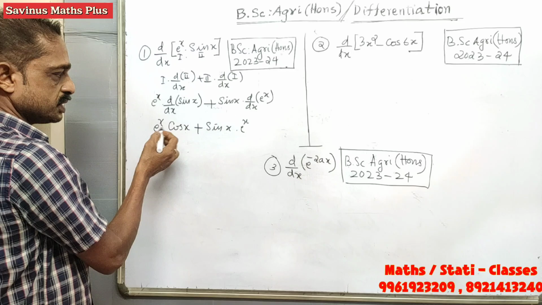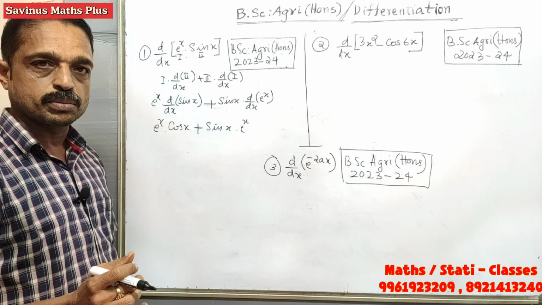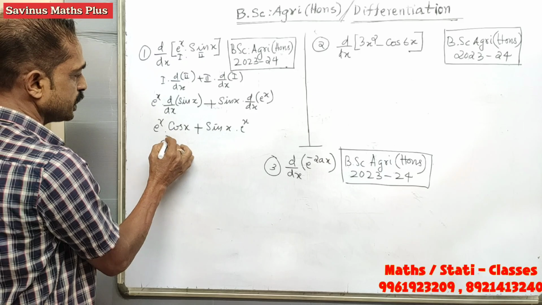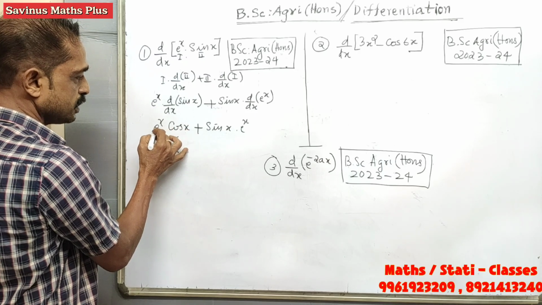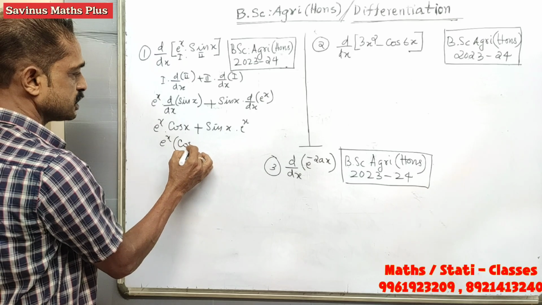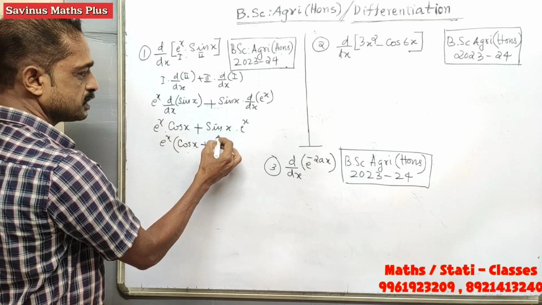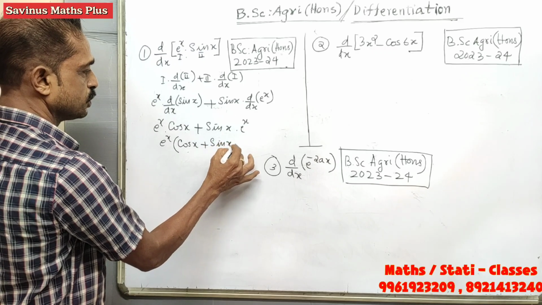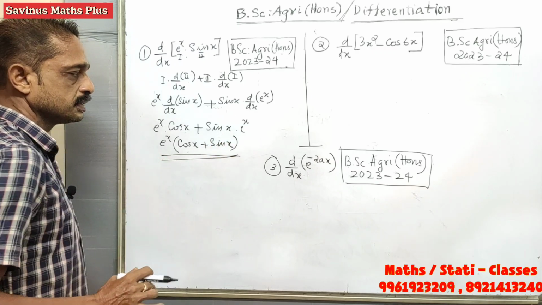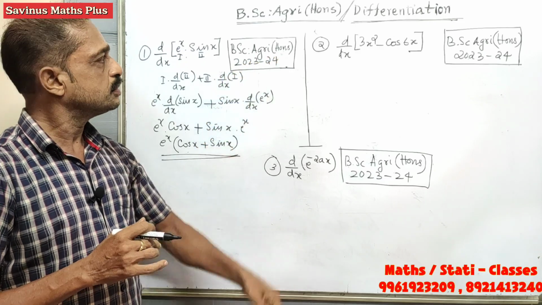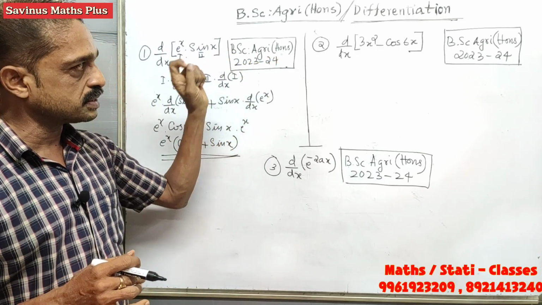Now we have two terms. In these two terms, e raised to x is a common factor, so e raised to x can be taken out. So e raised to x into, from the first term we have cos x, plus from the second term the remaining factor is sin x. So the answer is e raised to x into cos x plus sin x. This is a question of 2023-24.